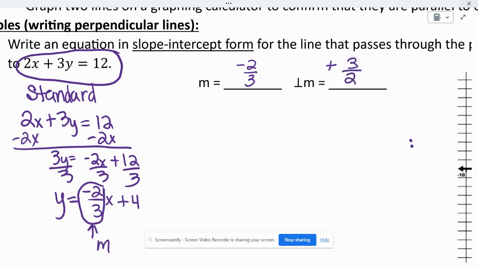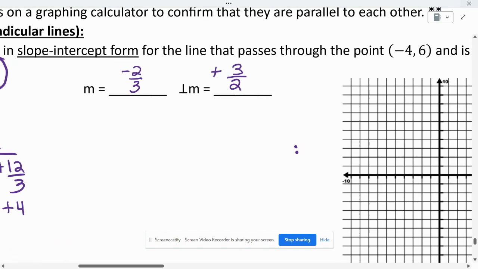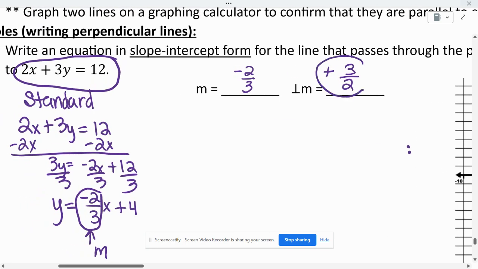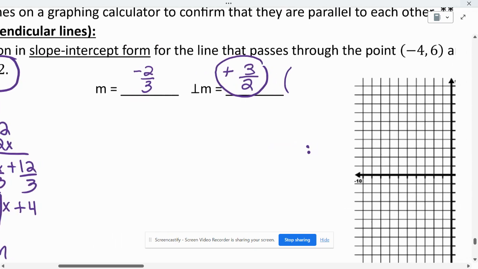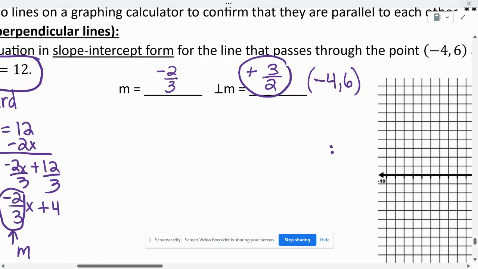All right. So what point is this passing through? It's passing through the point (-4, 6). So I'm going to use this slope and the point (-4, 6), and I have to write an equation in point slope form. This is my x sub 1 and my y sub 1. Can I answer? No, you cannot. But I appreciate you asking.